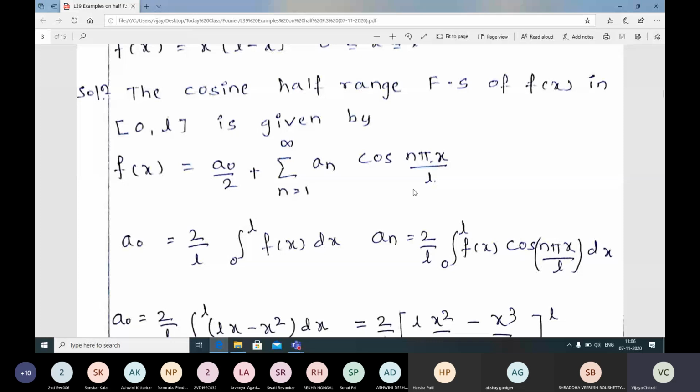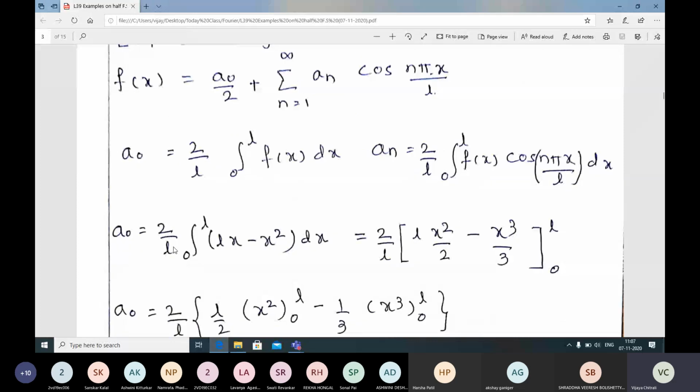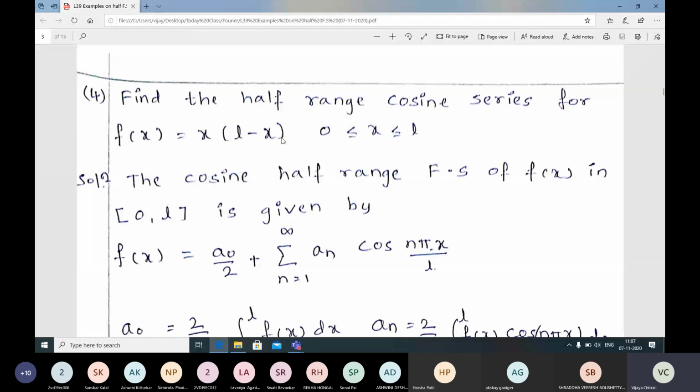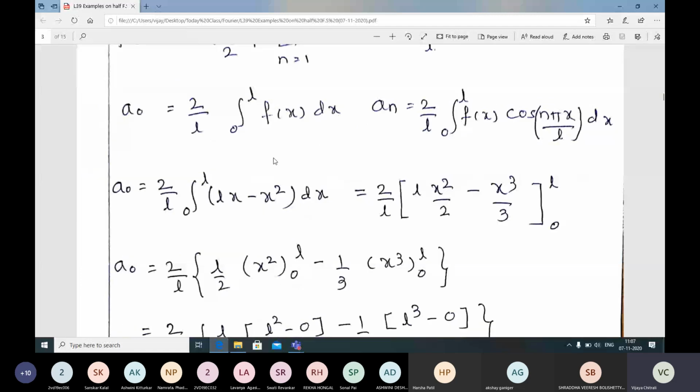Now a naught is equal to 2 by L integration from 0 to L, and f of x is Lx minus x square. We have f of x as x, L minus x; multiply this x to this bracket, you will get Lx minus x into x is x square. So f of x is Lx minus x square. Integrate this with respect to x. Simple integration is there. 2 by L is as it is. L is like a constant. Integration of x is x square by 2. This minus is as it is. Integration of x square is x cube by 3. Now substitute limits 0 to L.